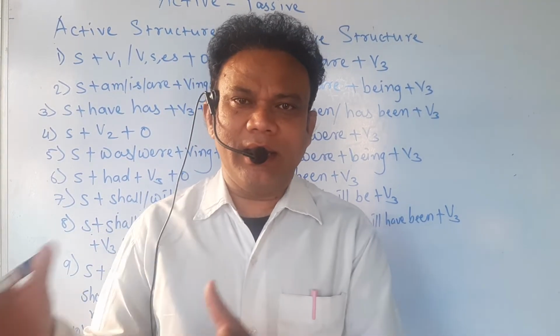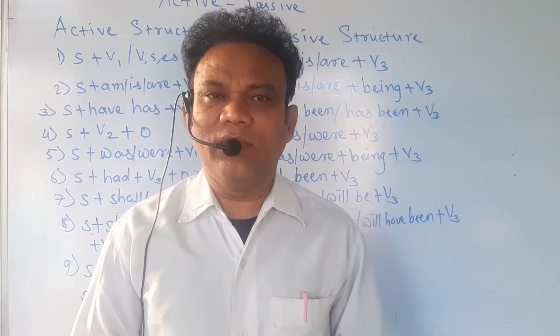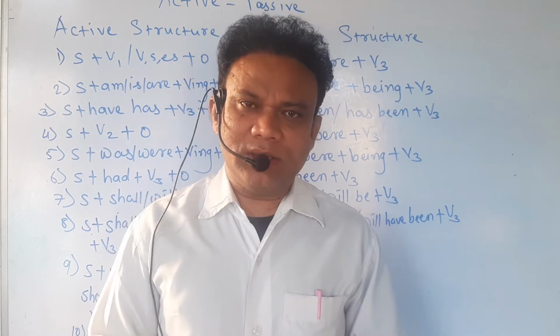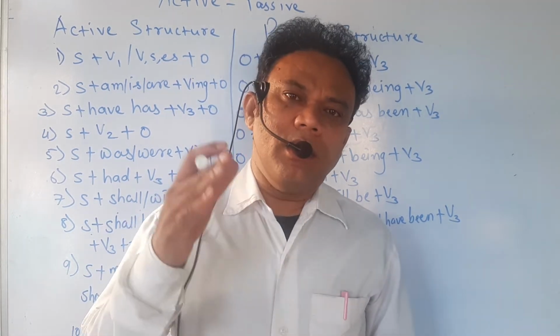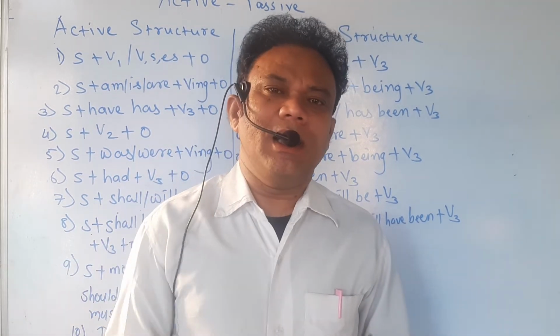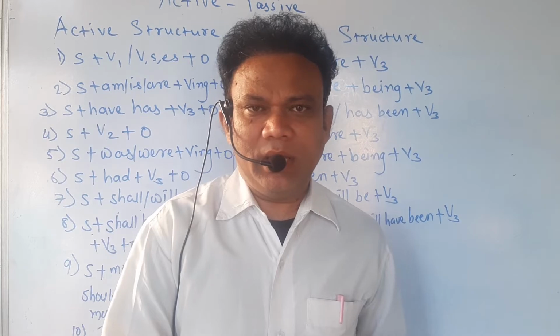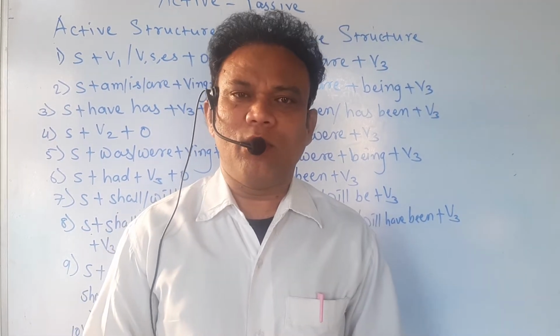I wrote a letter in the evening. Here I is the subject, wrote is the verb, and a letter is the object. So as the object we have to take just a letter. In the evening we have to use at last. So the answer will be a letter was written by me in the evening. So these are very important points.